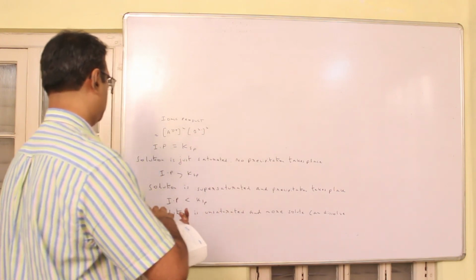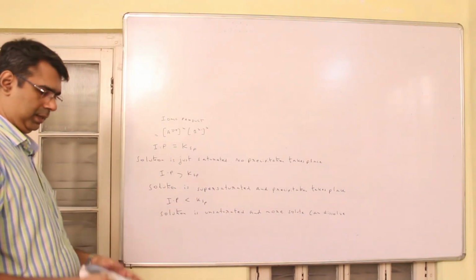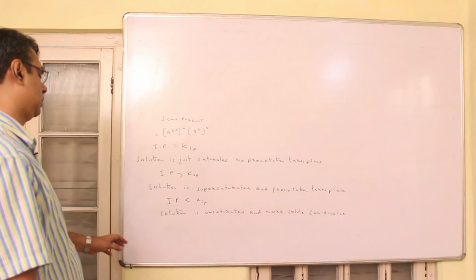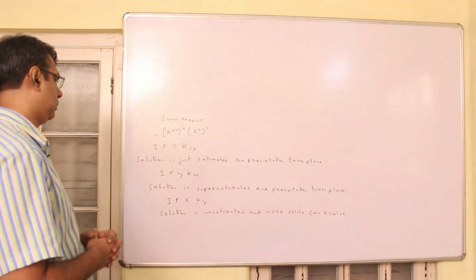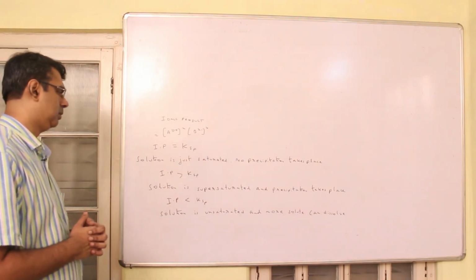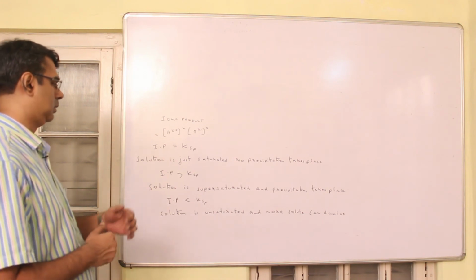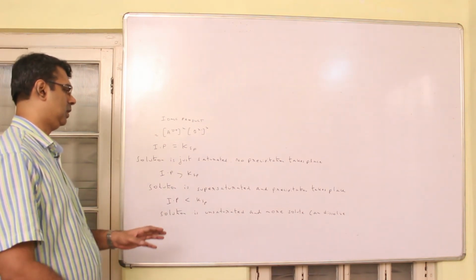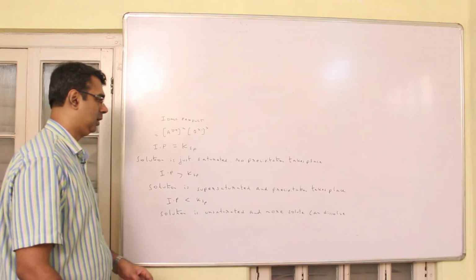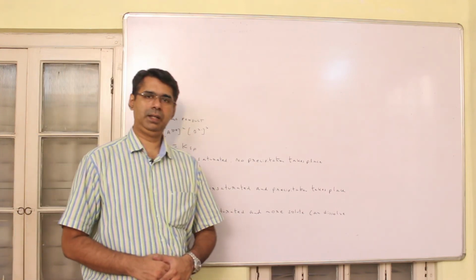So this is the detail about the topic solubility product. Since this is a big chapter, we will continue the rest of the chapter in our next session. So that brings us to an end of this session of ionic equilibrium.